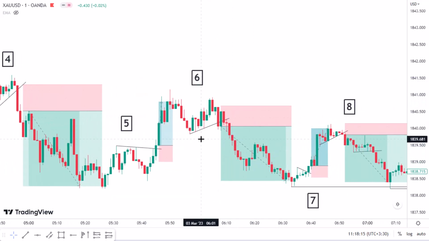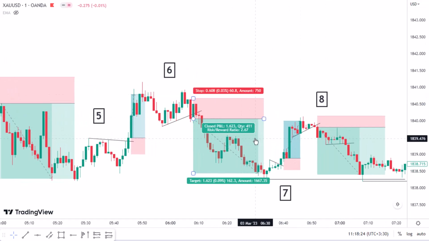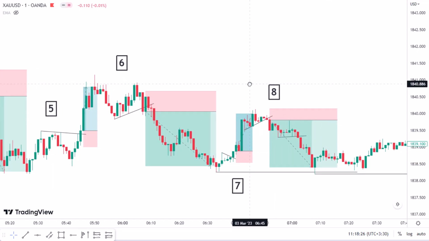On the trade 6, a trend line with 3 touches. On the 4th time it is broken here, and we enter the sell position, put our stop loss above that, and it gives us a reward of 2.7.